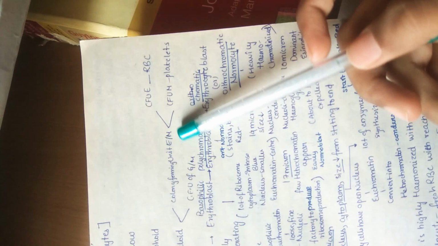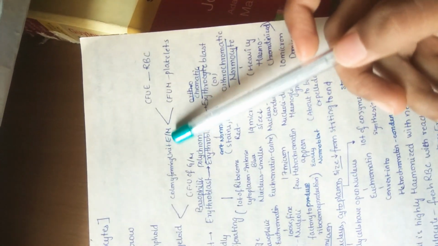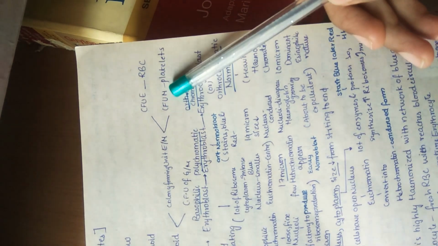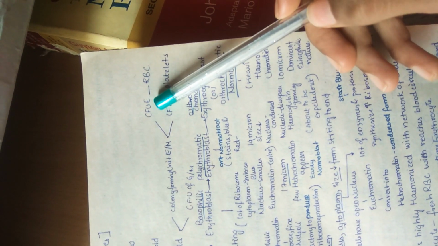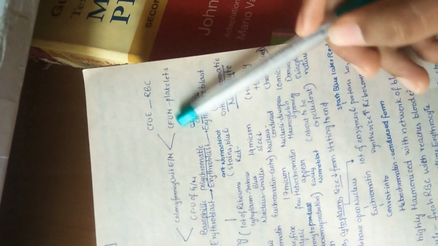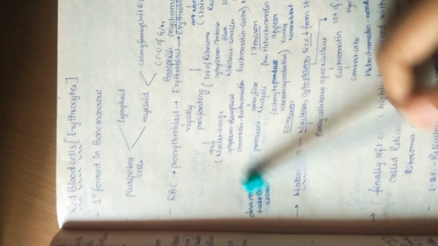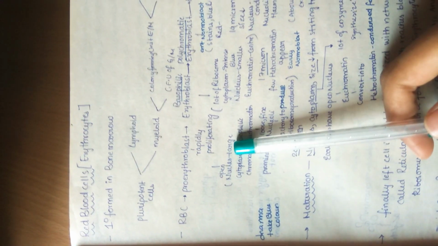So from this erythroblast, megakaryoblast, it is divided into colony forming unit of erythrocytes, colony forming units of megaloblasts. So these erythrocytes convert into RBC, megaloblast converts into platelets. We know this. So first we are mainly focusing on our RBC. So RBC, first it has a proerythroblast state. This is a rapidly proliferating state.